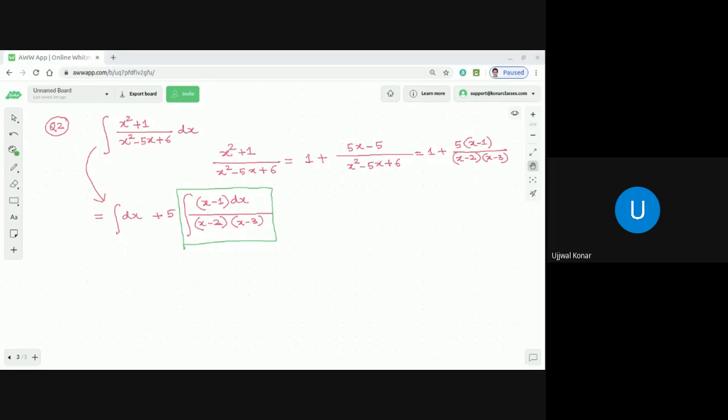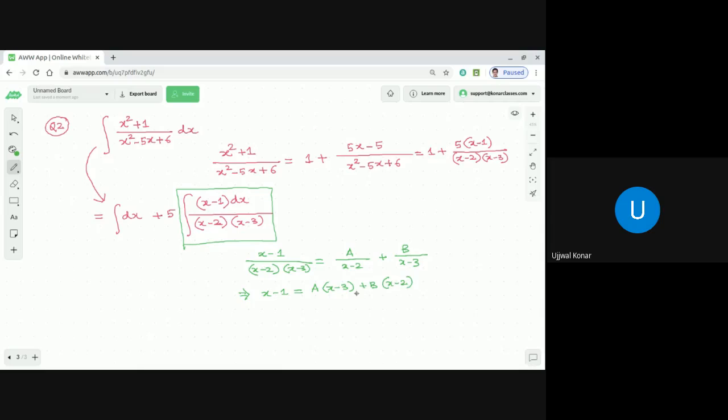Okay, so let's do it together. So how to represent (x minus 1) by (x minus 2) into (x minus 3)? That is equal to capital A by (x minus 2), correct, no, dear students? Plus capital B by (x minus 3). This implies x minus 1 is equal to A into (x minus 3) plus B into (x minus 2).